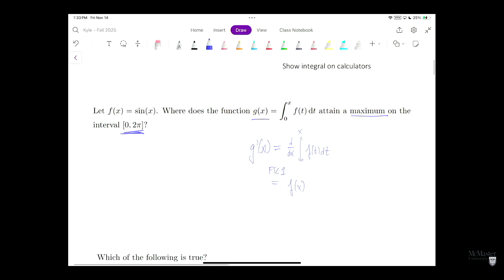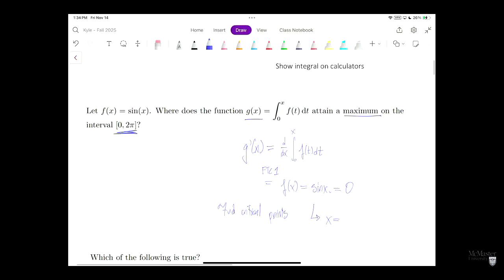So in order to find the critical points, we want g prime of x to be either 0 or undefined. Now f of x is sine of x, right? So g prime of x is going to be 0 at the points when sine of x is equal to 0. So sine of x being 0 happens at integer multiples of pi. So on the interval 0 to 2 pi, we're going to have 0, pi, and 2 pi as our values. Those are going to be the critical numbers.